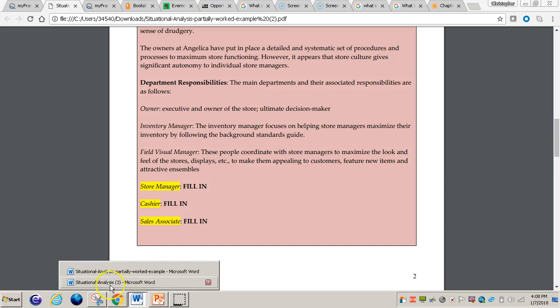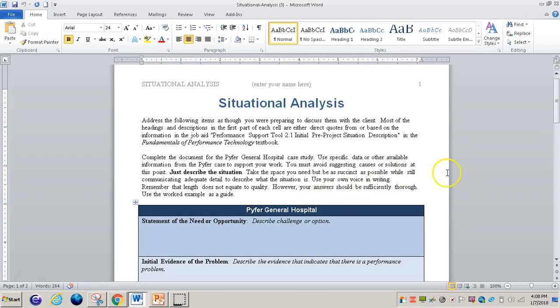Now, as far as your assignment for this week, you're going to complete a situational analysis for the Pfeiffer case study. Just a couple of things that you want to understand about this assignment. I'll just read it right here, and you can look at your document as well. It says, complete the document for the Pfeiffer General Hospital case study. Use specific data or other available information from the Pfeiffer case study to support your work. You must avoid suggesting causes or solutions at this point, and just describe the situation. That's all we're doing right now.